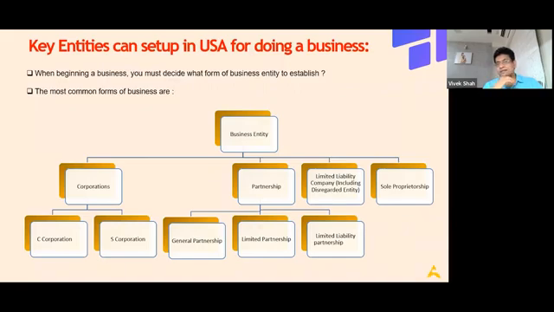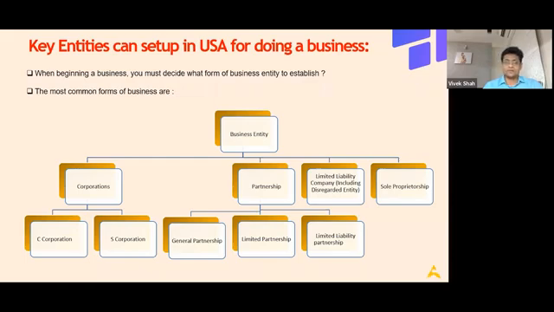Key entities that can be set up in the US for doing business. There are a lot of structures available. The corporation is similar to the private limited in India. Then the partnership, people know what a partnership is, similar to the partnership structure in India. Limited liability company, that is called an LLC, and the sole proprietor. Sole proprietor is one mode, but I never suggest any of my clients to go with the sole proprietor because it has unlimited liability. I need a structure where my liability is limited.